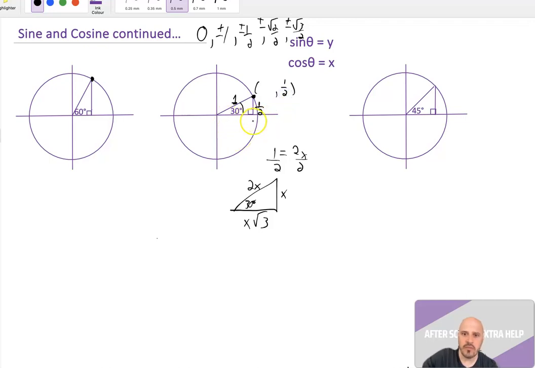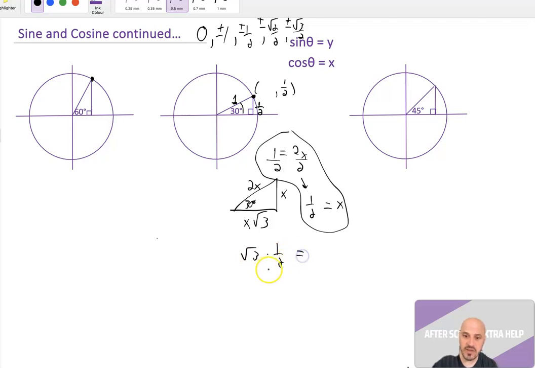Well, what's the longer side? Well, the longer side, if x is now a half, because we just solved earlier that we got a half for x, well, the longer side is x times root 3. So what's root 3 times a half? Well, write it as a nice fraction, keep our 2 in the denominator, and that's where our root 3 over 2 comes from. So now this y value here is root 3 over 2. And so that's where that comes from, and I'm going to label this.